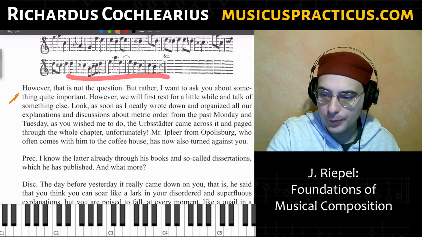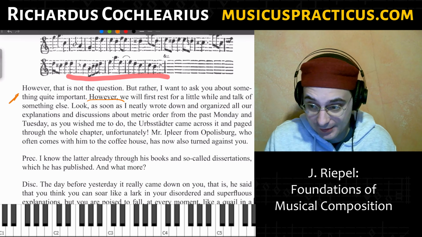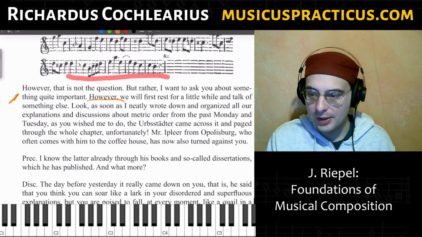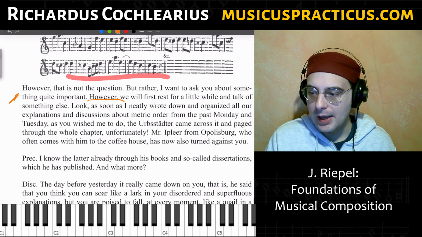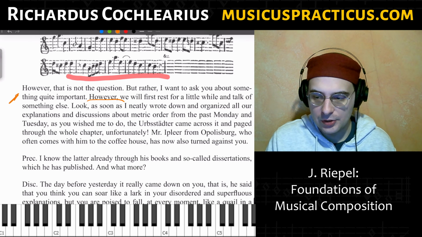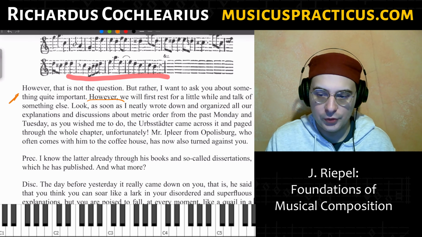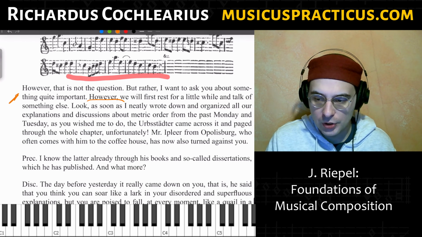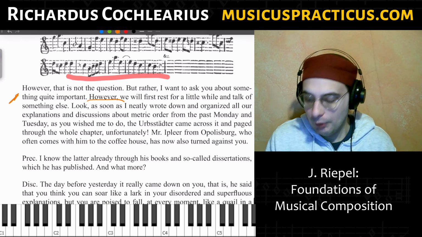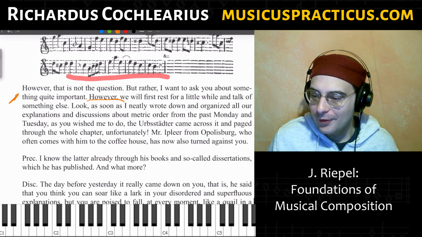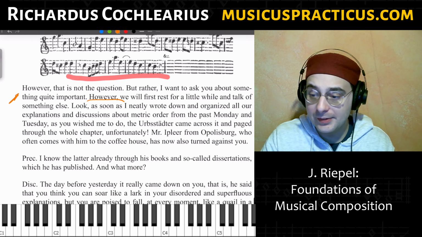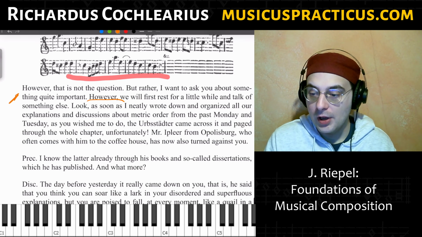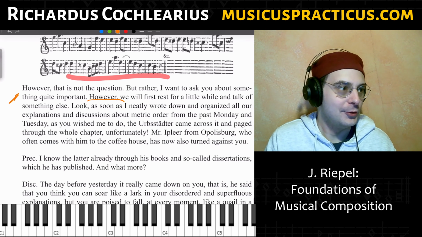However, from this point, we will first rest for a little while and talk of something else. Look, as soon as I nearly wrote down and organized all our explanation and discussion about metric order from the past Monday and Tuesday, as you wish me to do, the Urbstatter came across it and paged through the whole chapter, unfortunately. My Hippler, oops, from Opulisburg, Mr. Hippler from Opulisburg, who often comes with him to the coffee house, has now also turned against you.